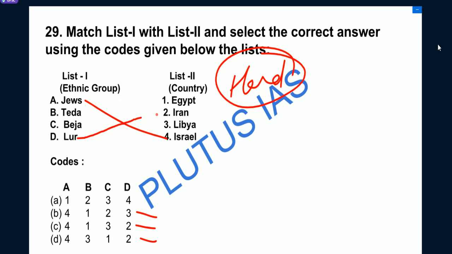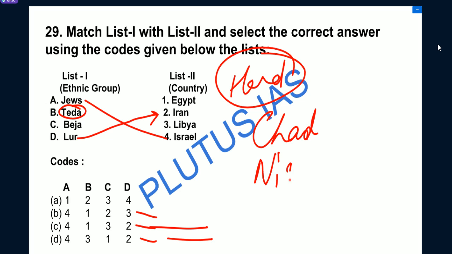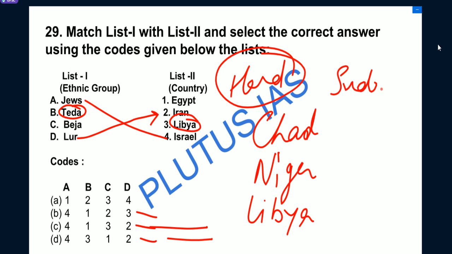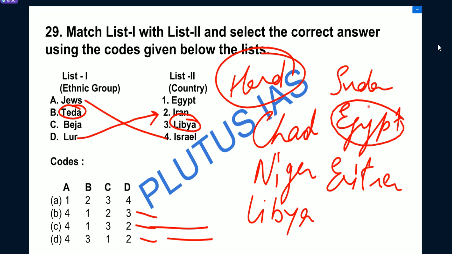So Lur are in Iran. Then also either C or D. Okay, these Teda people are found in the eastern and the central Sahara, mainly in the 3 countries: Chad, Niger, and Libya. So Libya is given here. Okay. Then Beja are found in Sudan, Egypt, and Eritrea. So Egypt is given. So for question number 29, this becomes the answer.